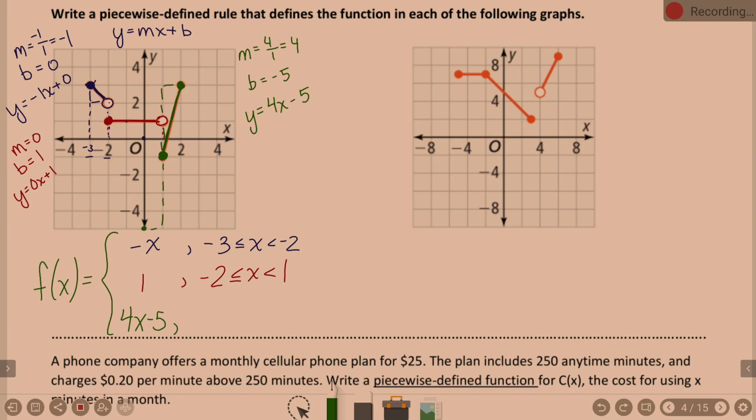On what interval? What are the x values? 1 to 2. Yeah, 1 to 2. So 1 less than x less than 2. Do I need equal signs? On both, because they're both filled in.